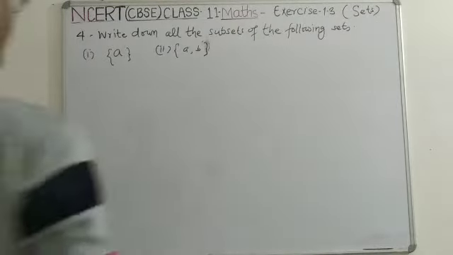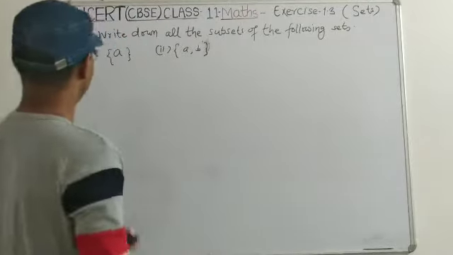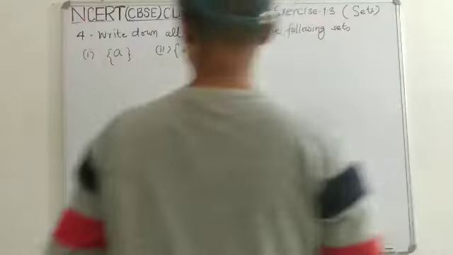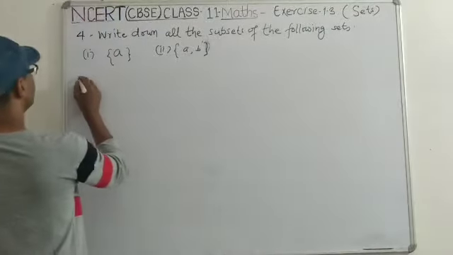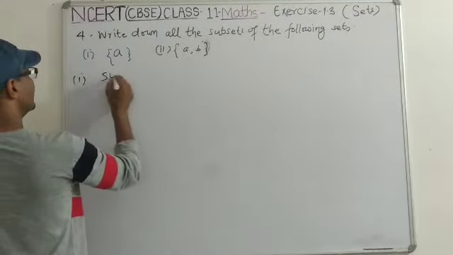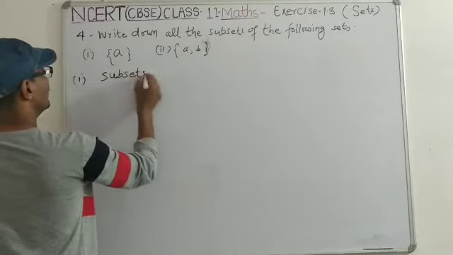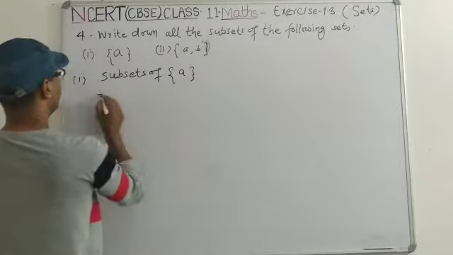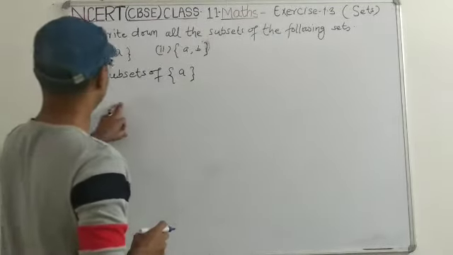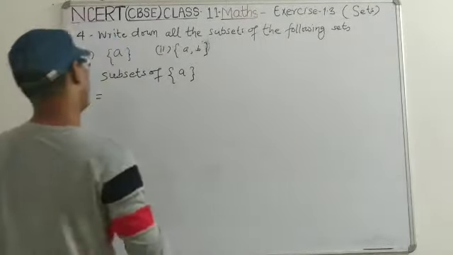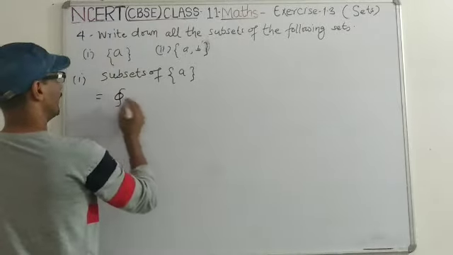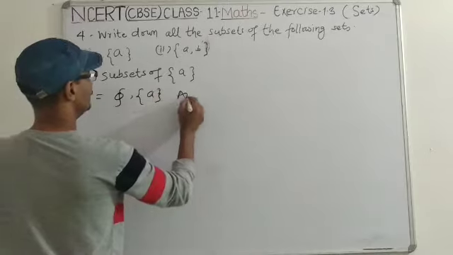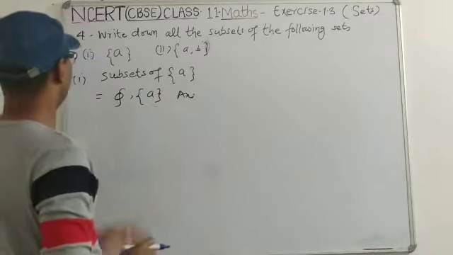Question number 4 is to write down all the subsets of the following sets. I am taking these two, and the remaining 3rd and 4th you can do for practice. Number 1, solution: subsets of A. We know this thing, phi is a subset of itself. Phi is there, and one is A. So the answer is only two subsets of A.